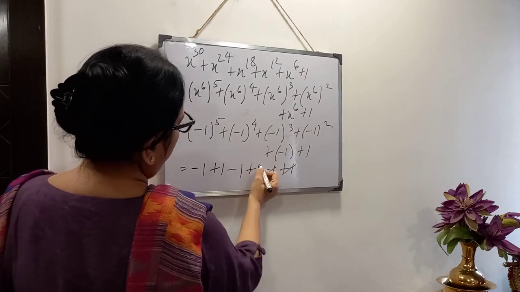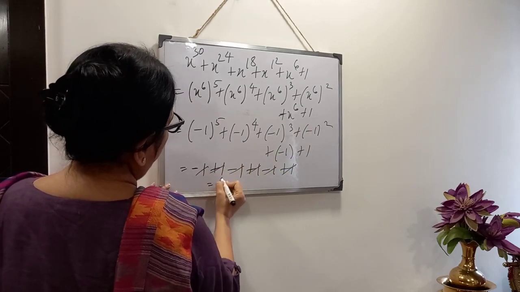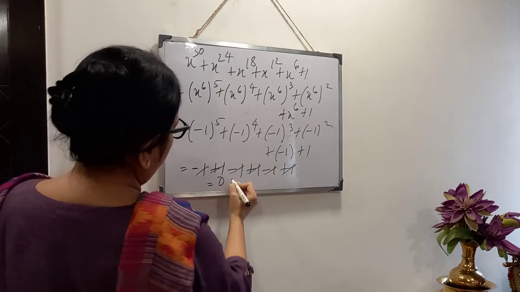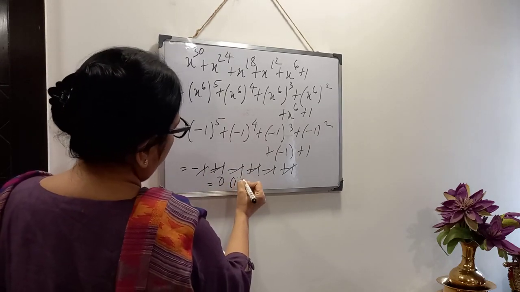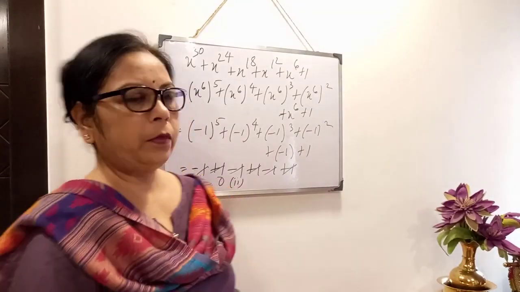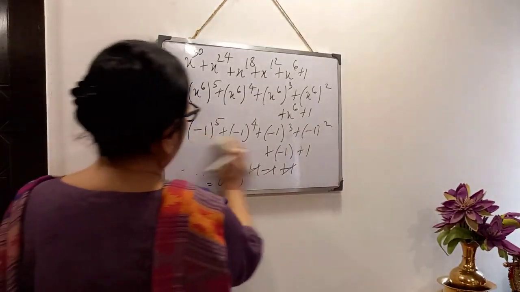Now see, interesting, no? This one, answer is coming 0. So your option is second option. Answer is 0. Clear? Now next one, short answer.